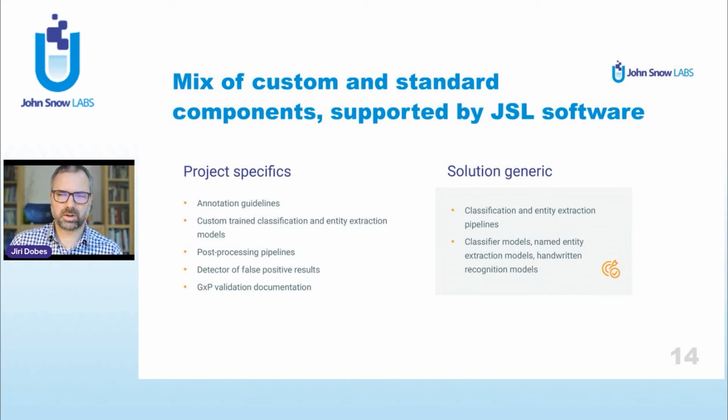It is delivered with a mix of project-specific components, solution generic components, and the licensed software. The project-specific components are developed always for each project separately because of the differences between the trial master files. So annotation guidelines need to be developed based on the project, custom trained classification and entity extraction models, post-processing pipelines, and validation documentation. These are examples of what needs to be delivered for a specific project.